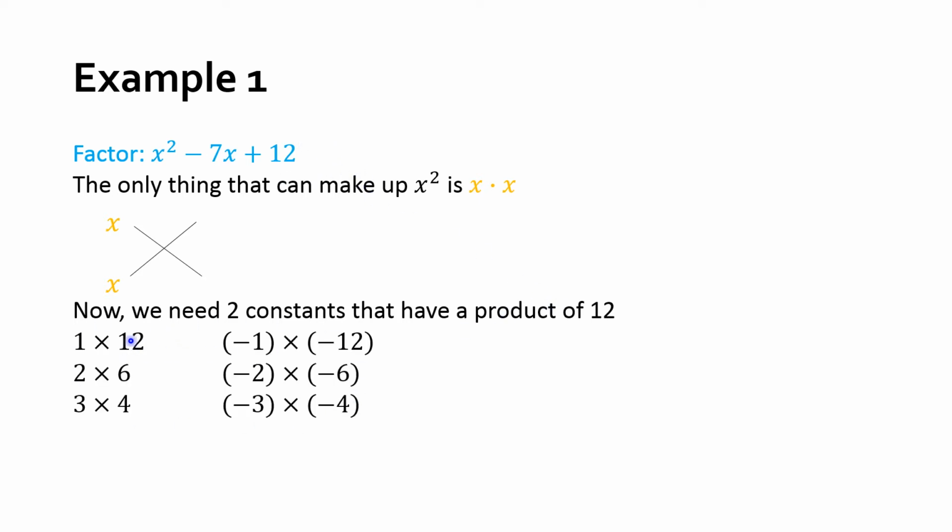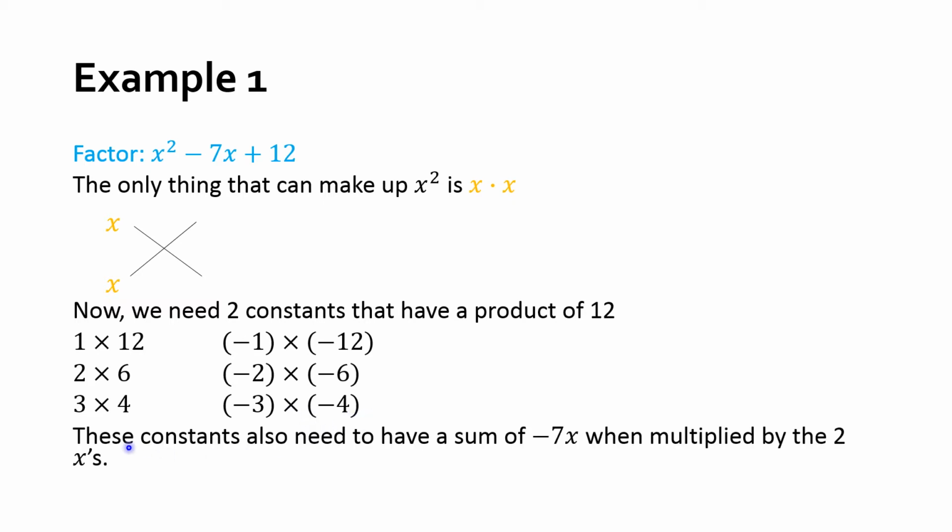So these are all the pairs of integers that have a product of 12. So 1 times 12, 2 times 6, 3 times 4, and negative 1 times negative 12, negative 2 times negative 6, and negative 3 times negative 4. And these constants also need to have a sum of negative 7x when multiplied by the two x's. So if this was the first constant over here, this constant times x, plus the second constant times the diagonal x, needs to be equal to negative 7x.